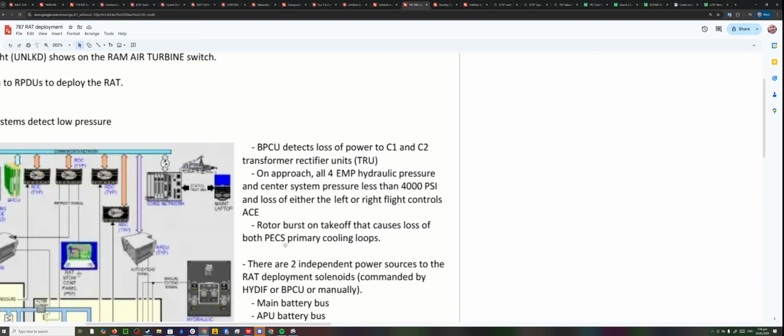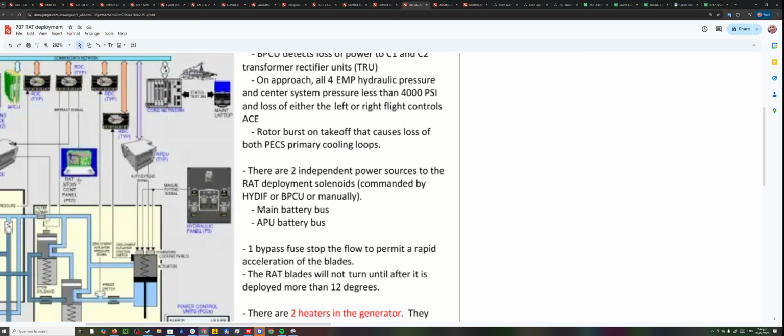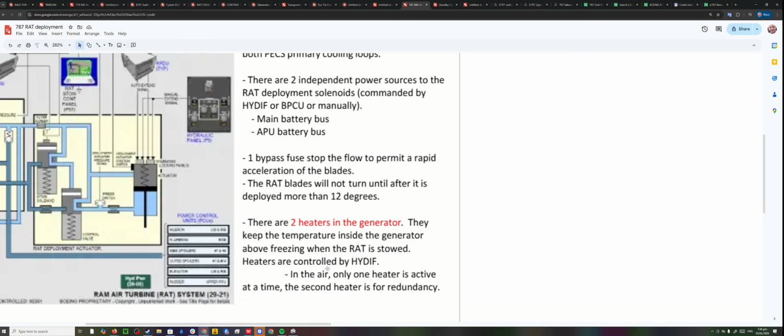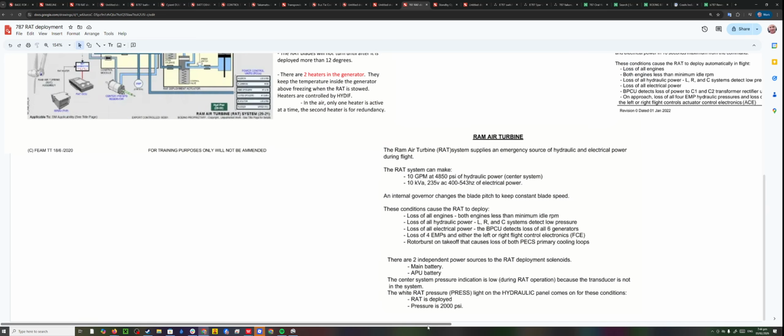Okay, so let's look at another document. After quickly touching on the fact that the main battery or the APU battery can deploy the RAT, so it needs one of those. Main battery's broken, good thing it can accept it from the APU battery, like it started the APU with the door opening, okay? Alrighty, next document.